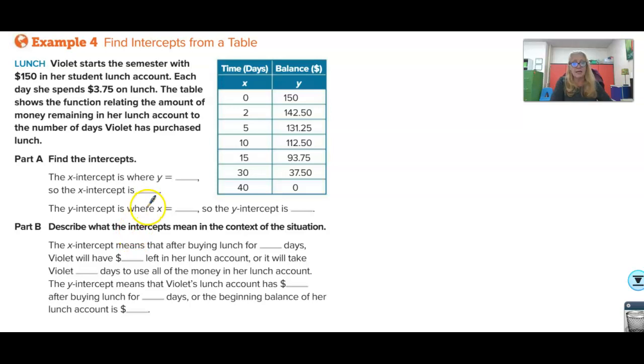Find intercepts from a table. Now see, here's the interesting thing. The intercepts are here. We have 0, 150, and we have 40, 0. Those are our intercepts. The question is, which one is the x and which one is the y?